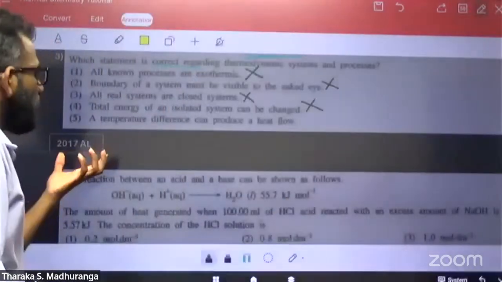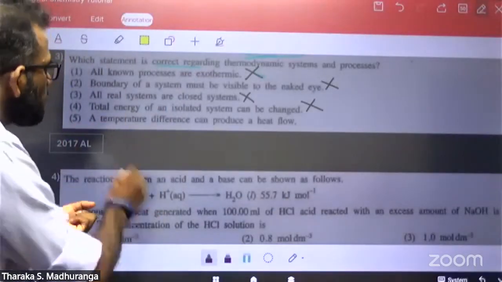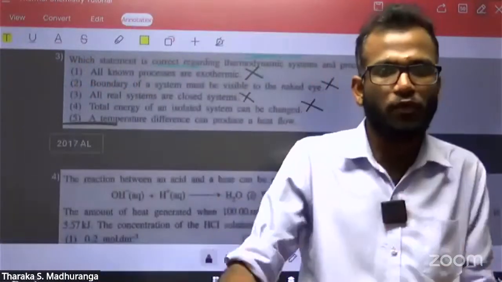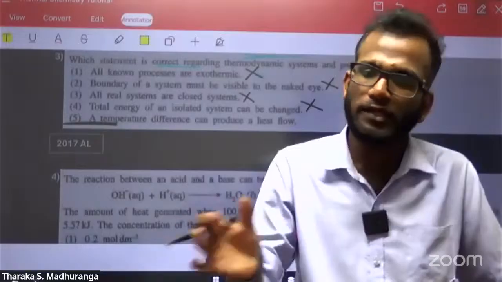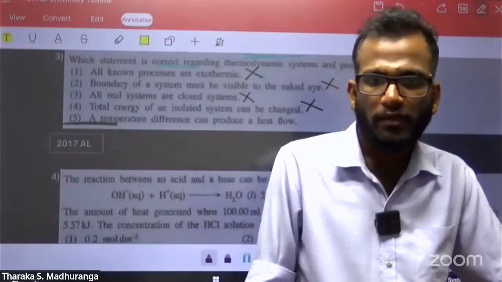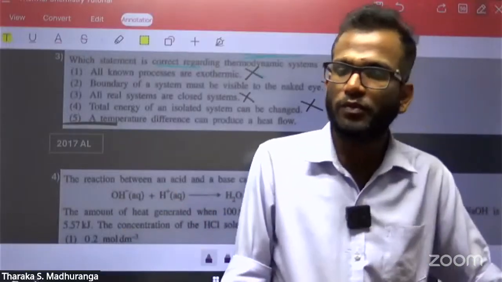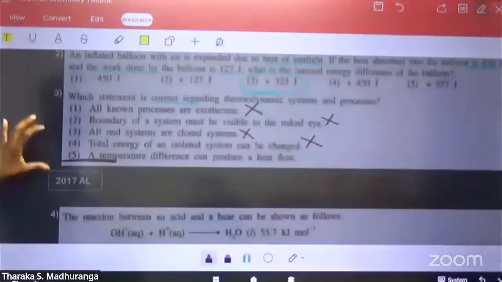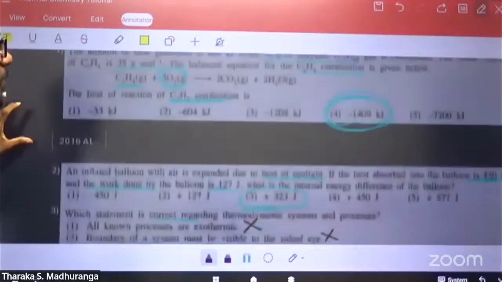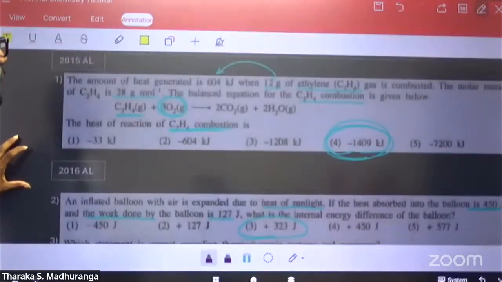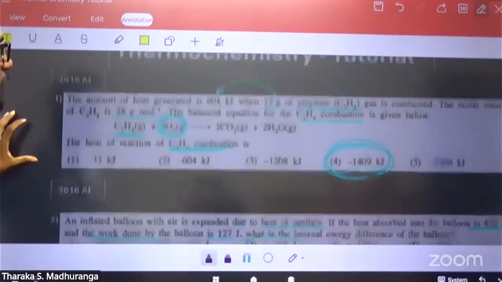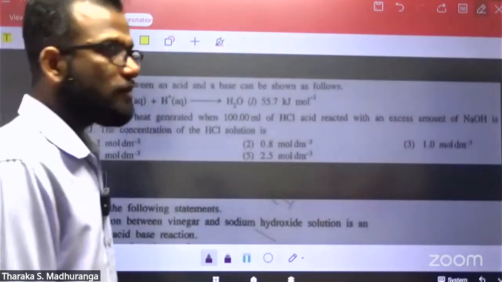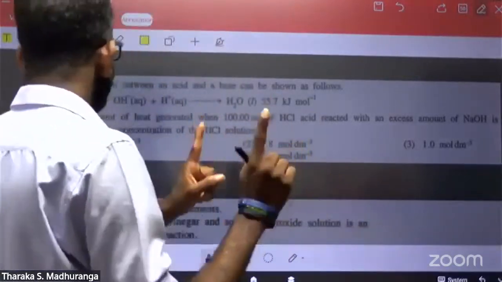Go to the final one. The temperature difference can produce heat flow. Yes, a temperature difference always produces heat flow. Otherwise, if it is the same temperature, it does not produce heat flow. Understood? In 2020 and 2016, 2 MCQ questions were asked. In 2015, only 1 MCQ question. Let's move to 2017, also only 1 MCQ question.